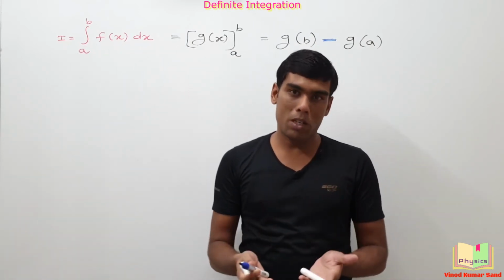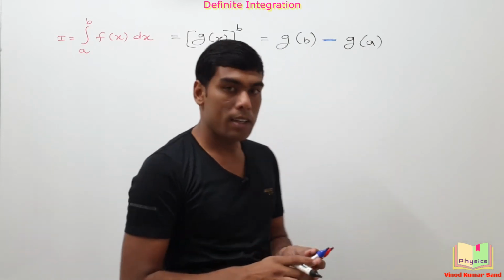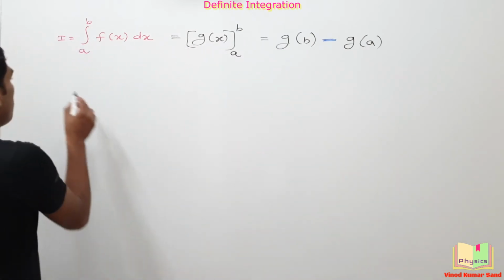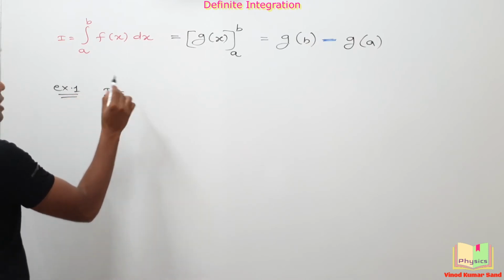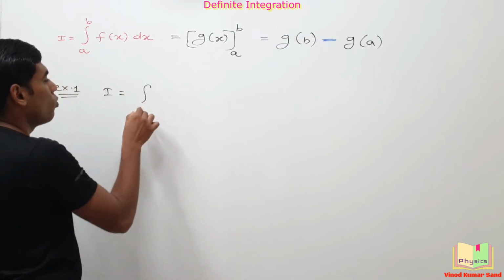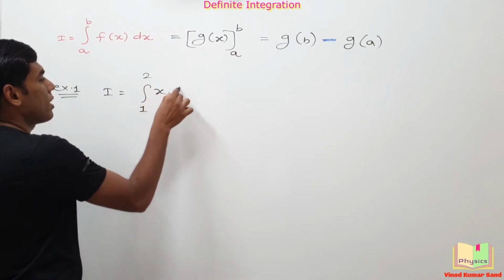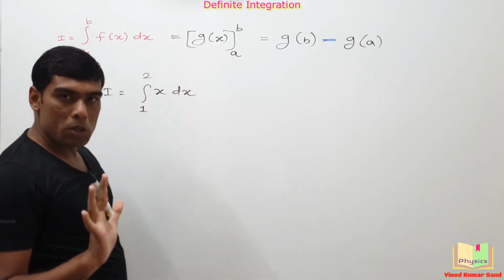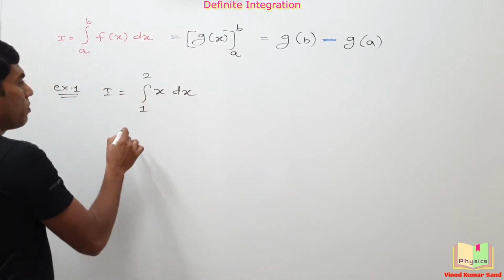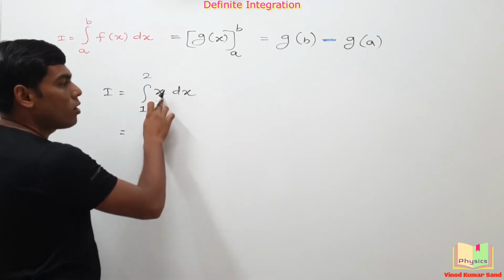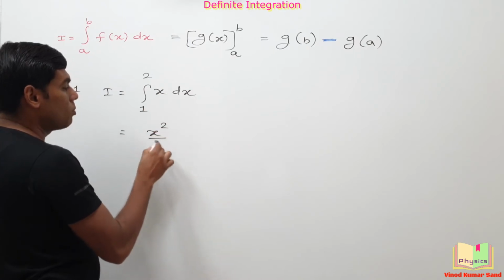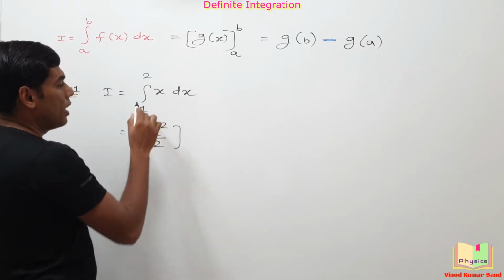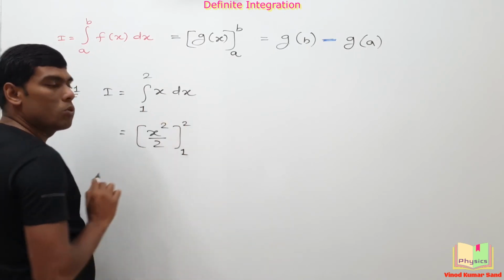I'll be taking up numerous examples, you'll understand it. Take up example number 1. Suppose you have to operate the integration from 1 to 2 of x dx. Simple question. Let us simplify the things. Integration of x with respect to the variable x, you might remember the answer. It comes out to be x square by 2. And the limits are from 1 to 2.